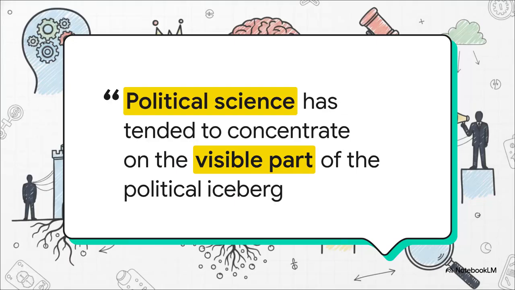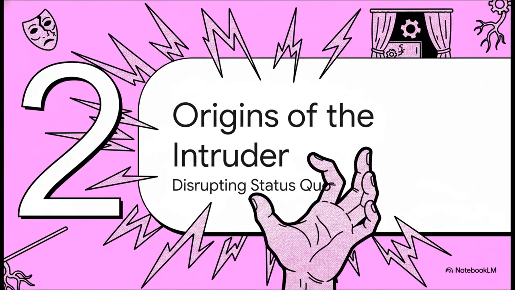There's a great quote from our source material that perfectly captures this whole dynamic. It reads, "Political science has tended to concentrate on the visible part of the political iceberg, whereas political sociology has paid greater attention to the submerged portions." It is absolutely crucial to understand this core metaphor. If the formal state is the visible tip of the iceberg, then society itself is the massive, submerged foundation holding the whole thing up. You simply cannot understand how the iceberg moves by only looking at the ice above the water.